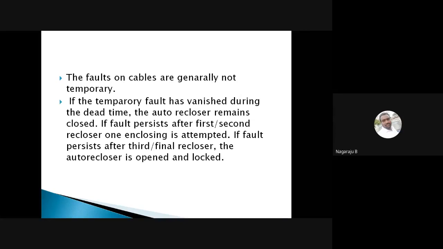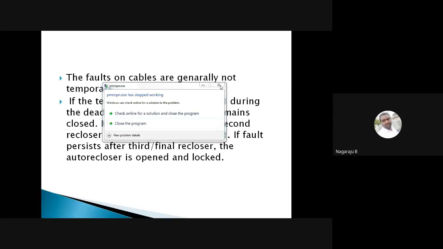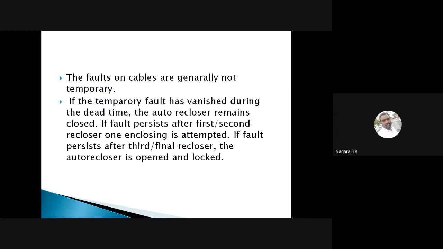So you have a single phase recloser, and you have a three phase recloser. But instead of going for the three phase, single phase reclosers inherently result in better service reliability as compared to the three phase recloser.